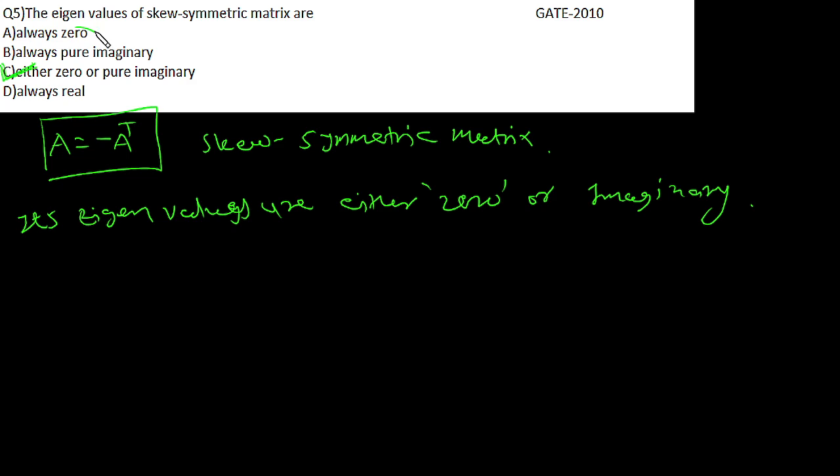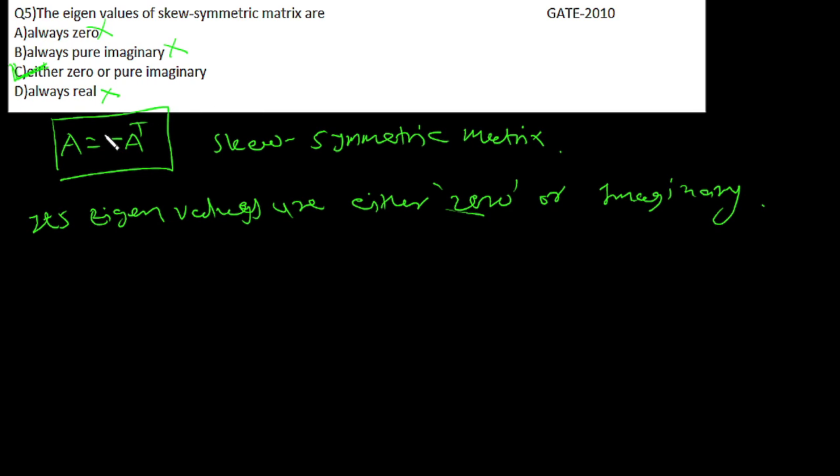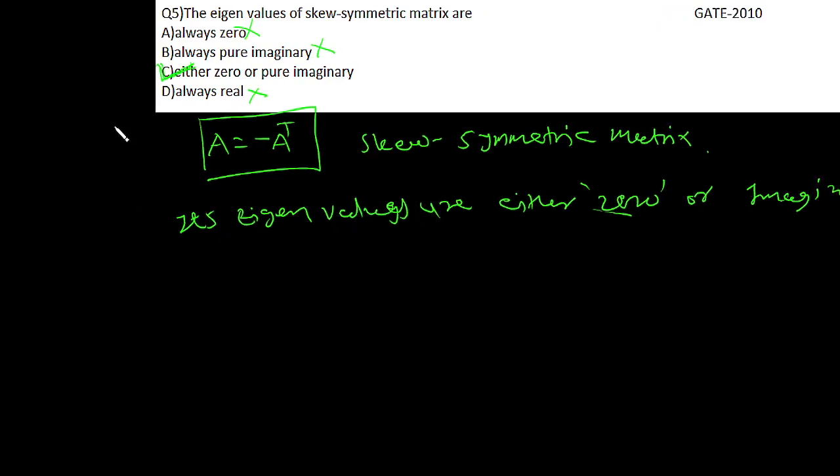Always zero is not necessary, and always purely imaginary, no, it may be zero. And option D, always real, no, option D is wrong. So option C is the only correct one. Okay, let's move to question number 6.